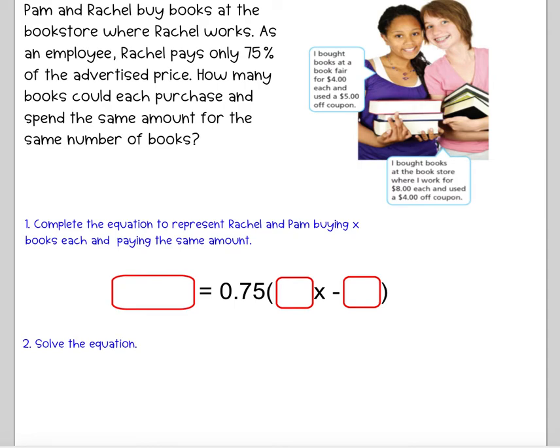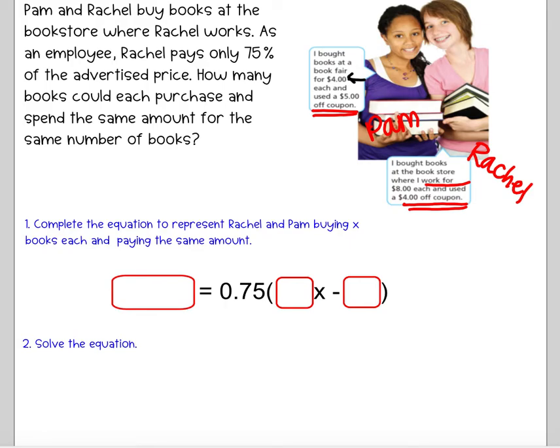So let's take a look at the picture. You have Pam and Rachel. The girl on the left, she bought books at a book fair for $4 each, and used a $5 off coupon. This second girl in pink says, I bought books at the bookstore where I work. So this must be Rachel, and this is Pam. So she buys the books for $8 each and used a $4 off coupon.